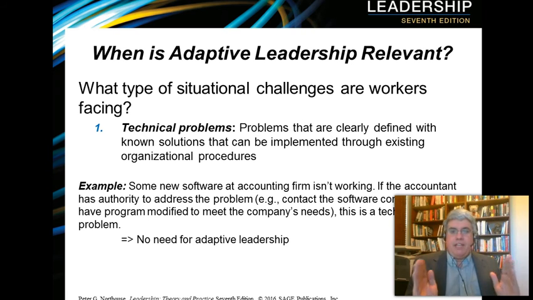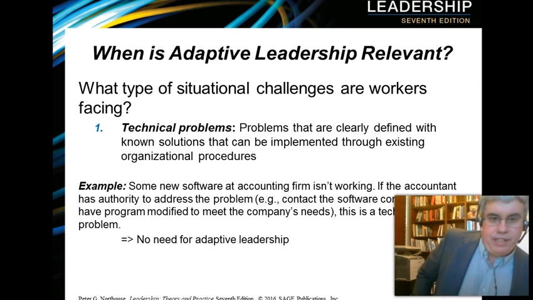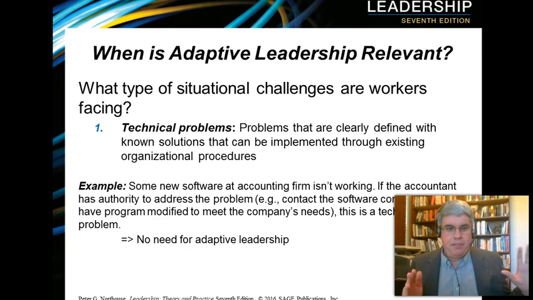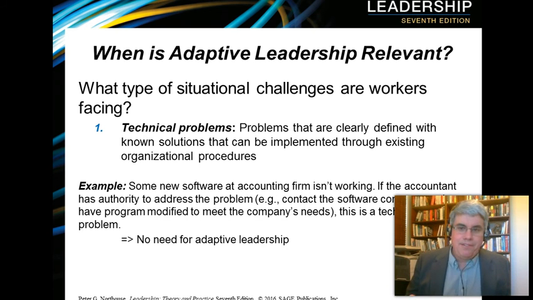So, when is adaptive leadership relevant? Because it's not always relevant. Sometimes you don't need adaptive leadership. Well, it depends on the type of situational challenges that the workers are facing. First of all, there's two different types of problems in this model. First are technical problems. And technical problems are problems that are clearly defined, and there's known solutions that can be implemented through existing organizational procedures. They're just kind of like routine problems. In this type of situation, you don't really need a whole lot of leadership. Somebody who's responsible, the worker, will know what to do.